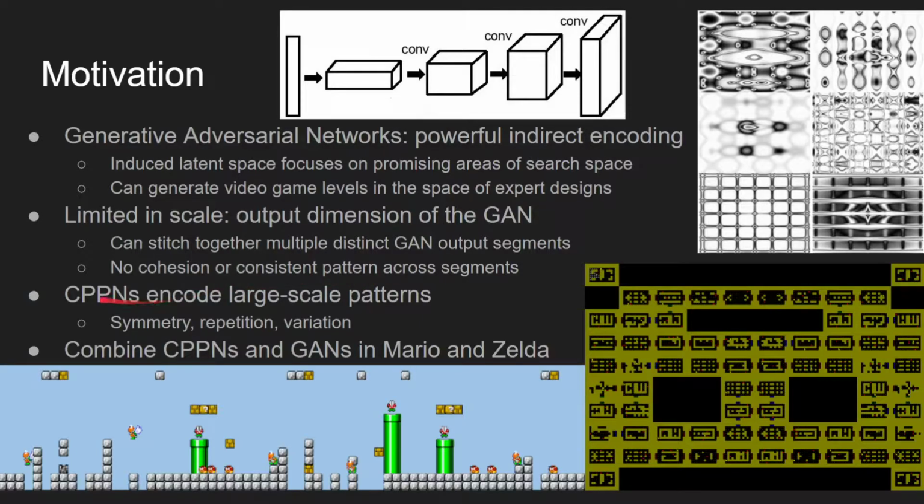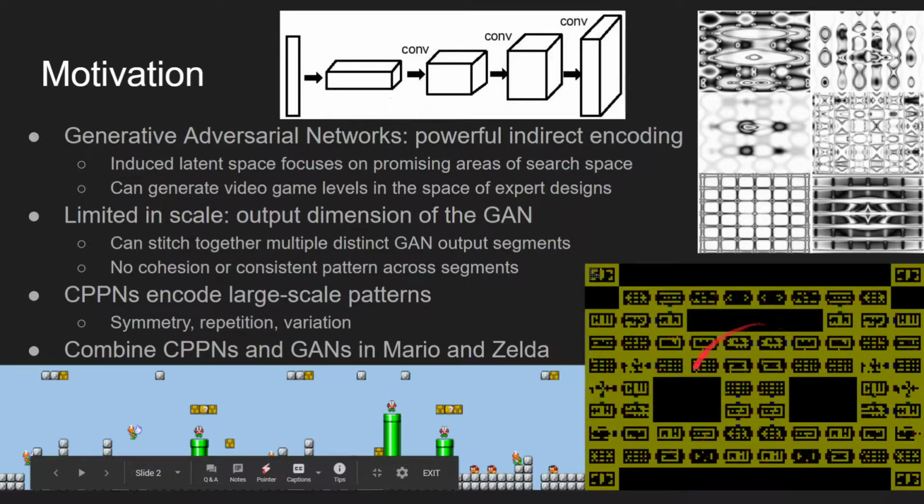And that is where compositional pattern producing networks come in. They are able to encode large-scale patterns with symmetry, repetition, and variation, as seen in these random examples here. And in this paper, we apply this combination to both Mario and Zelda, producing large levels with visible patterns.